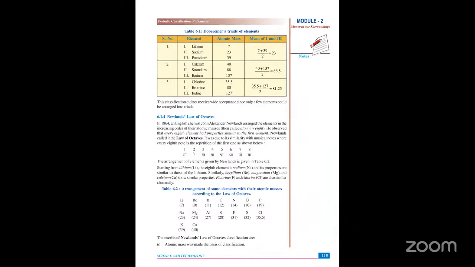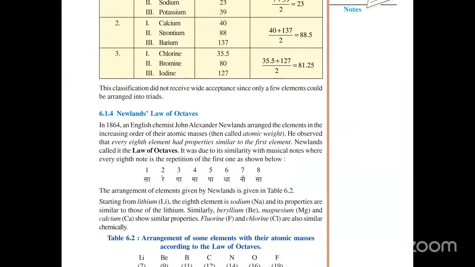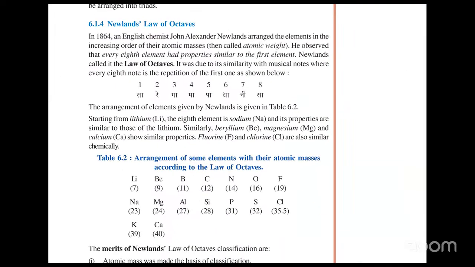Second one is Newland's law of octaves. Okay. So do you know do re mi fa sol la ti? Yes. Do re mi fa sol la ti do, do ti la sol fa mi re do.